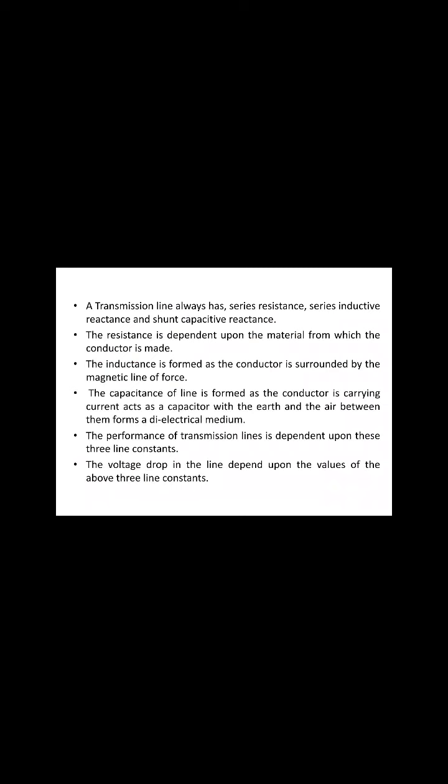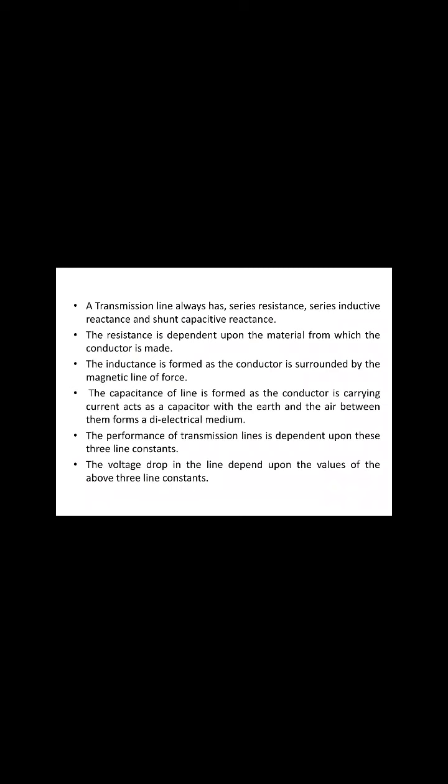The resistance depends on the conductor material in the transmission line. The inductance is formed when the conductor in the transmission line carries current. The inductance is formed as the conductor is surrounded by magnetic lines of force. Means when the current passes through the line, the magnetic field produced depends on the inductance of the line. The capacitance of the line is formed as the conductor carrying current acts as a capacitor with the earth, and the air between them forms a dielectric medium.